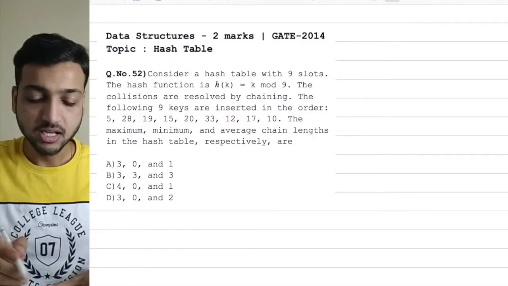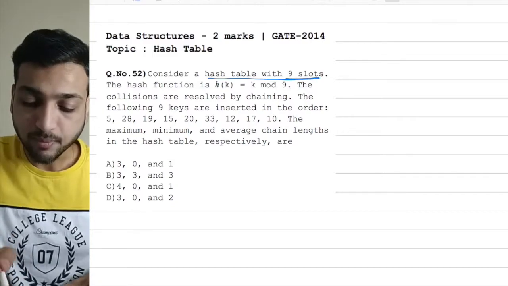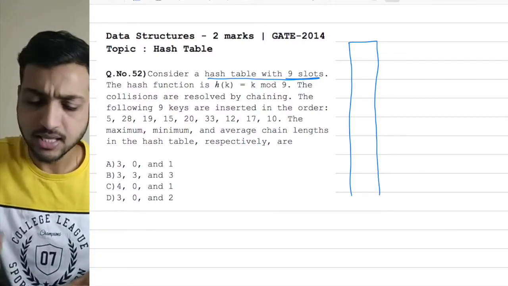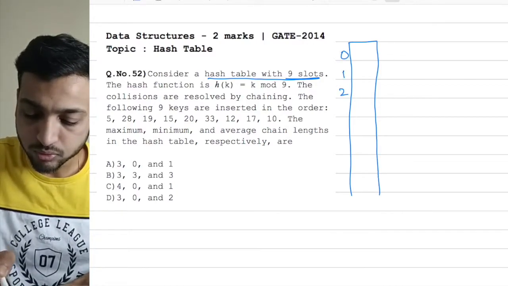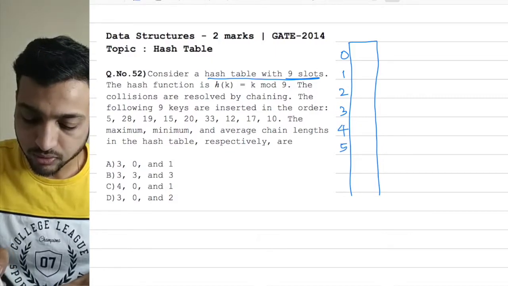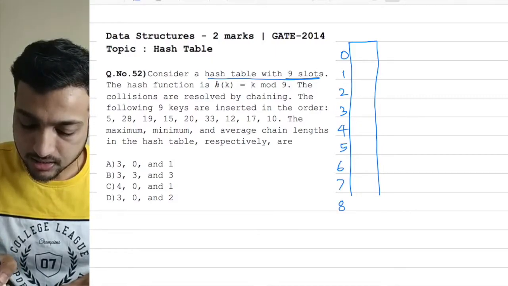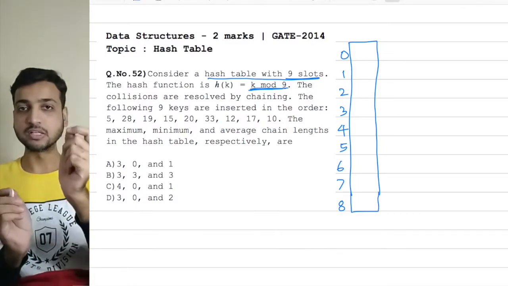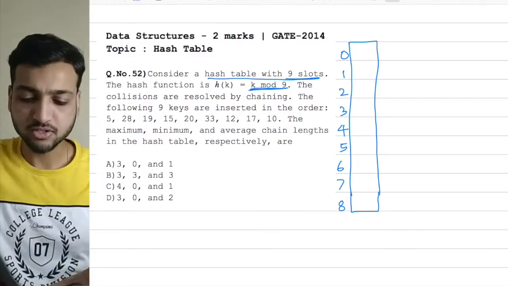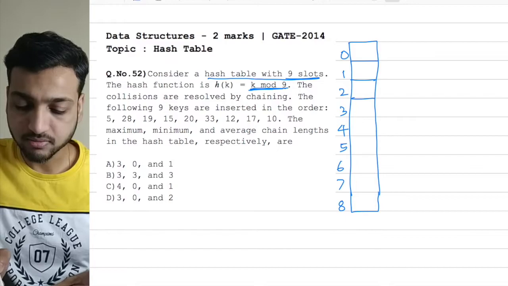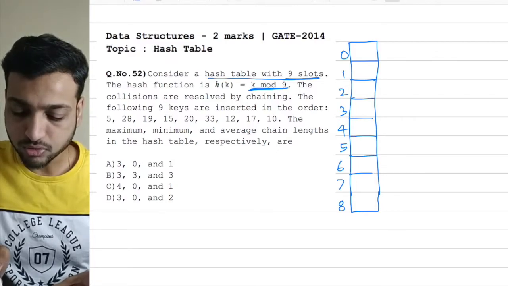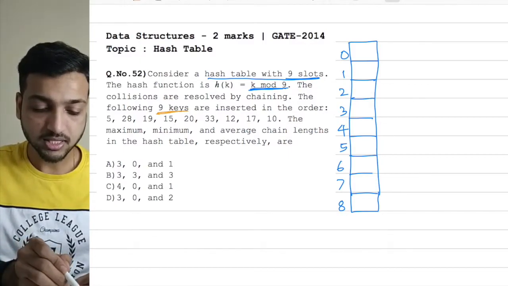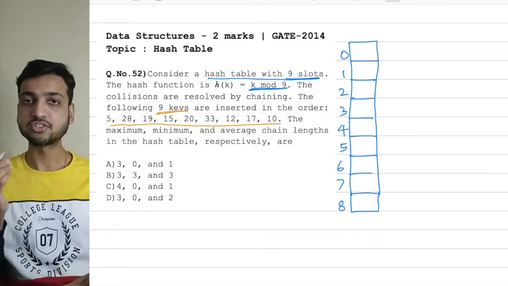First of all, since we have a hash table with 9 slots, I'm going to create a hash table with 9 slots. So these will be my 9 buckets: 0, 1, 2, 3, 4, 5, 6, 7, 8. Since it's going to be k mod 9, it will be 0 to 8. So these are my slots. Now, as they've mentioned in the question, these 9 keys are inserted into the hash table in that order.